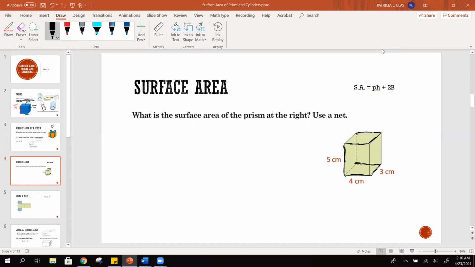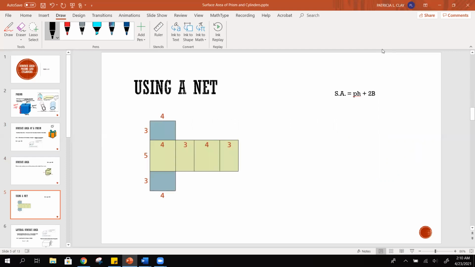Okay, I've got a cute picture right here to show us what it would look like unfolded. So this is a net. If you see that on your homework assignment, it says use a net, that means to draw out the faces and the bases of your structure so you can calculate the area. The surface area is the sum of all the areas of all the sides.